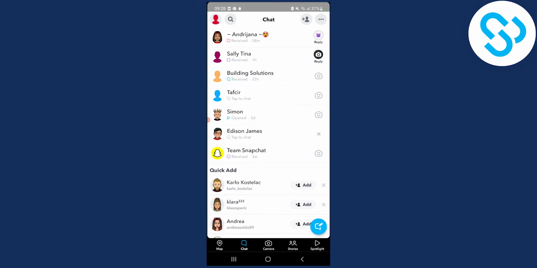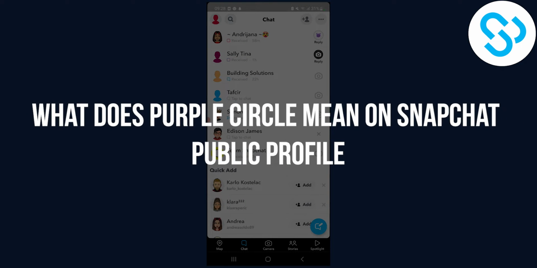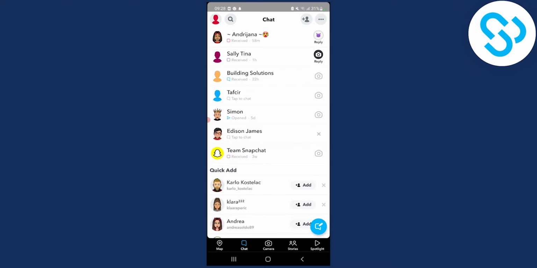Today I will answer the question: what does the purple circle mean on a Snapchat public profile? Now, as you can see, on a Snapchat public profile, you probably know that you have stories, right?